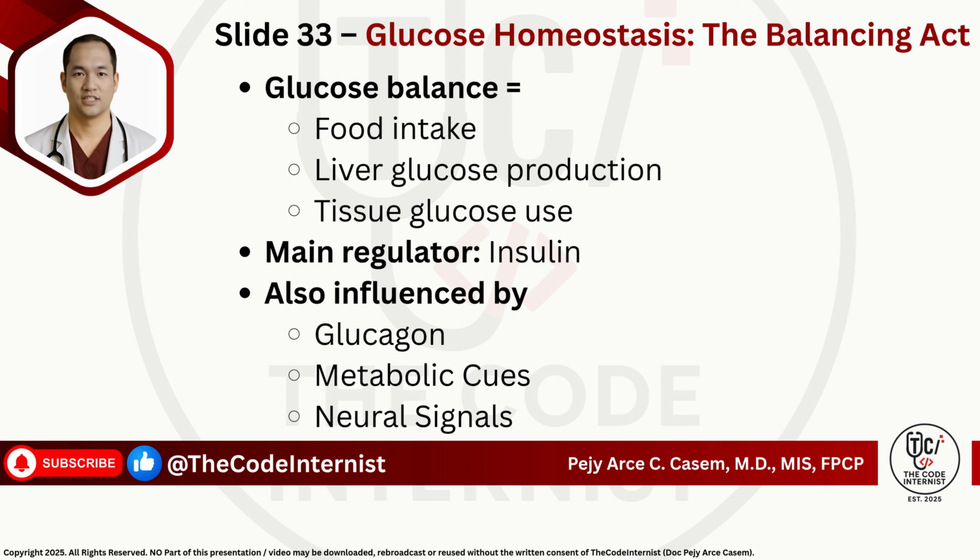Glucose homeostasis, or sugar balance, is the result of three key processes: what we eat, what the liver produces, and what the tissues use up. The hormone insulin is the master regulator, helping manage this entire system. But it doesn't act alone. The body also uses glucagon, nerve signals, and other metabolic factors to fine-tune everything. Think of it as a team effort. Insulin keeps sugar down after meals, glucagon keeps sugar up during fasting, and both respond to the body's needs throughout the day.